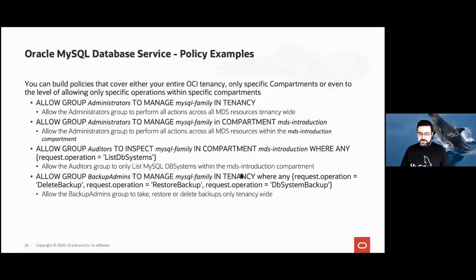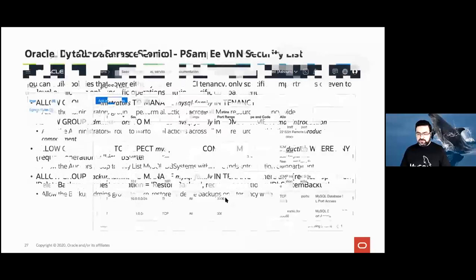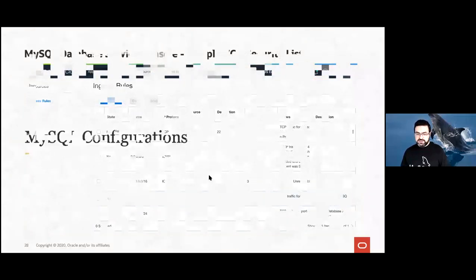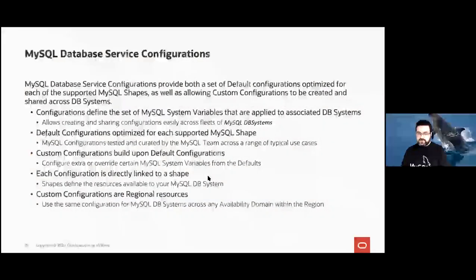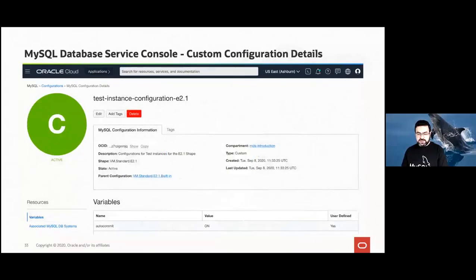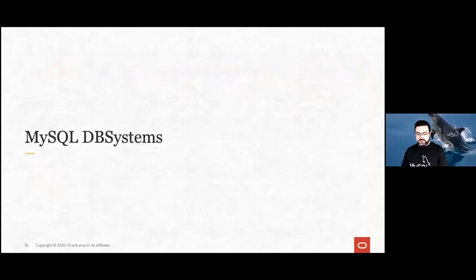Here are some more examples. I won't go into too much detail around this, but it's good to know. It's also important to know that we use OCI networking, which has security lists, so you can define which hosts can access your endpoints by restricting the rules in the security lists. I also already covered the configurations and showed some examples of what you can configure and how to configure a DB system.